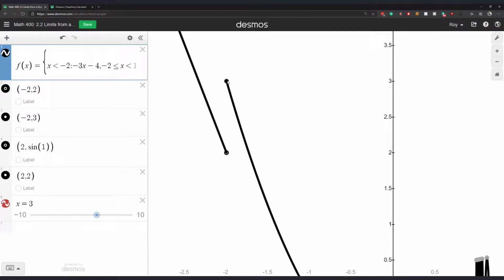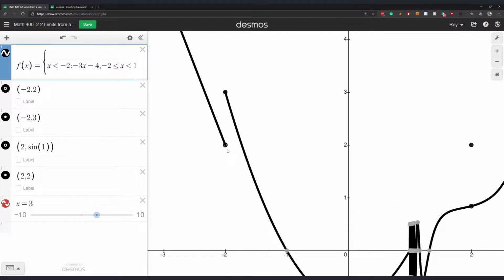By the way, the function value at -2 is actually 3. So again, the left-hand limit as x approaches -2 is going to be 2. The right-hand limit as x approaches -2 is going to be 3. Because those two limits do not match, 2 is not the same thing as 3, that means that the overall limit does not exist. However, the left-hand limit and the right-hand limit, both of those exist.